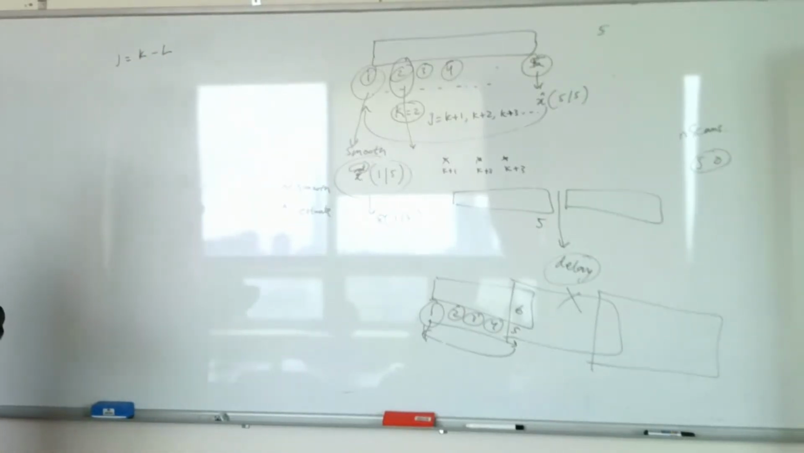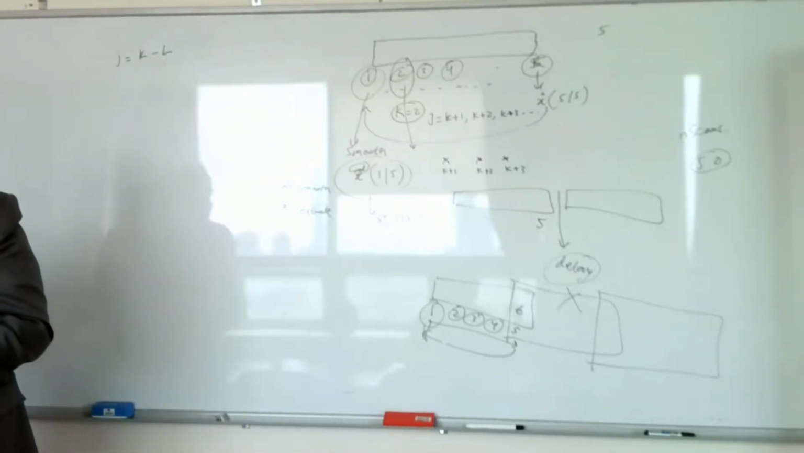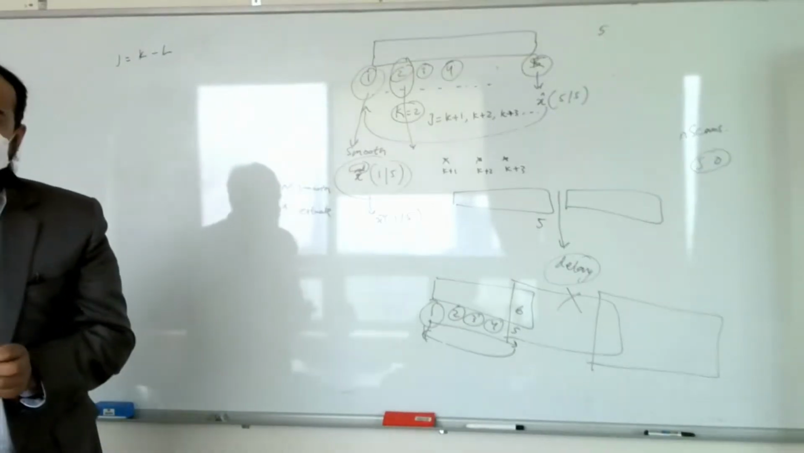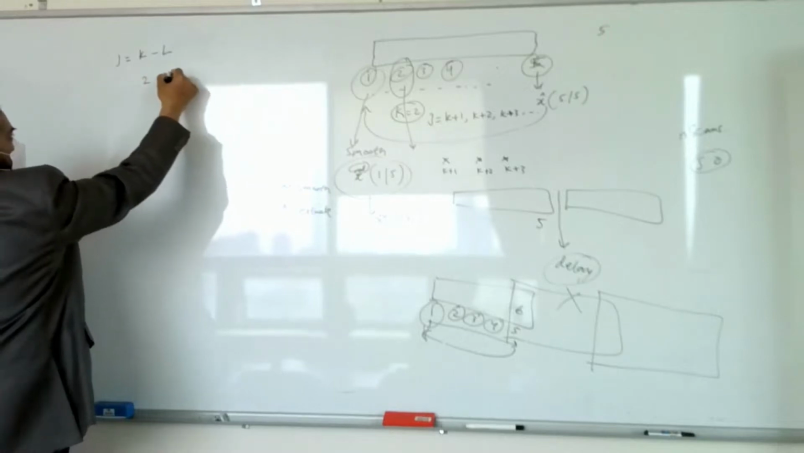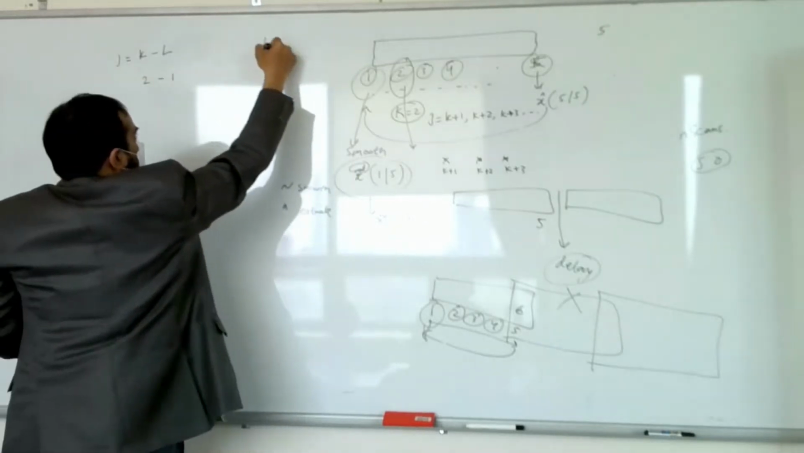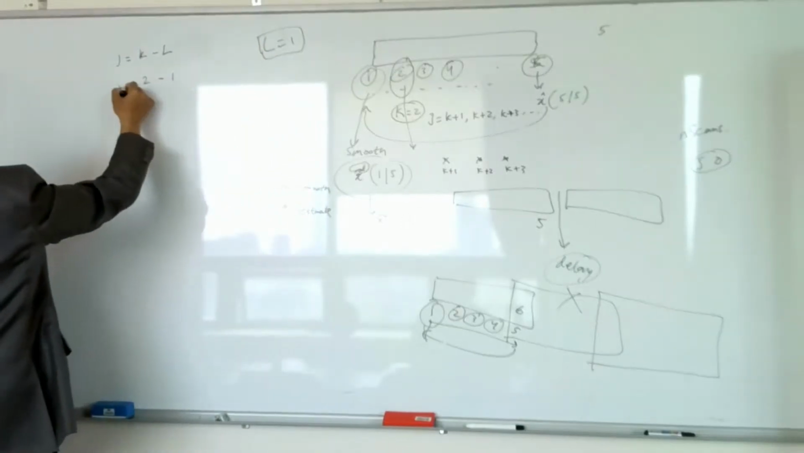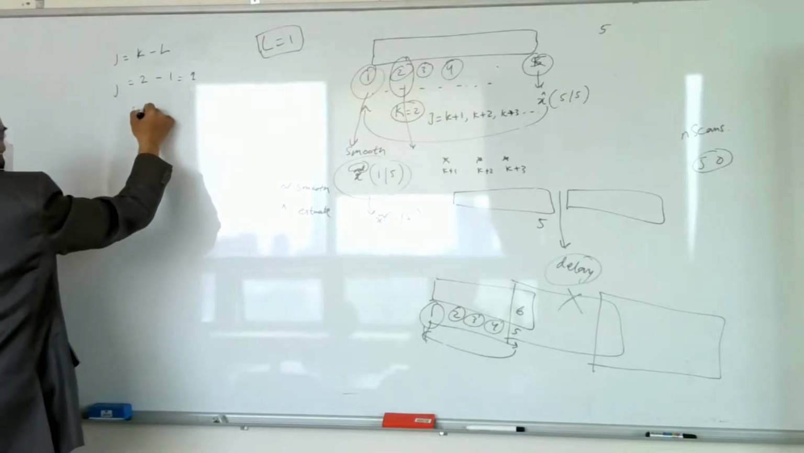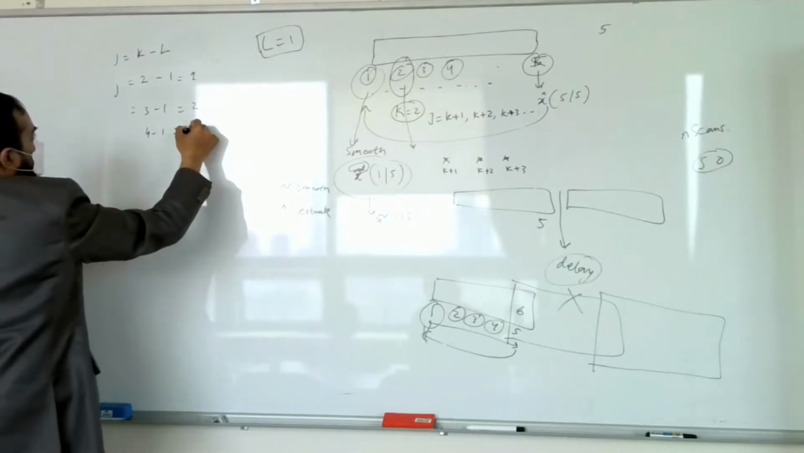Okay, how many scans are lagging behind the K scan? So if K is 2, the lag is 1. If the lag size is 1, then J equals 1, and so on. If K is 3, then 2. If K is 4, then 3.